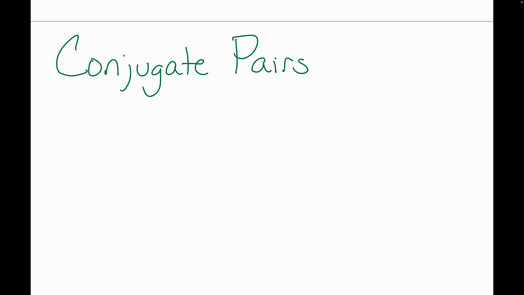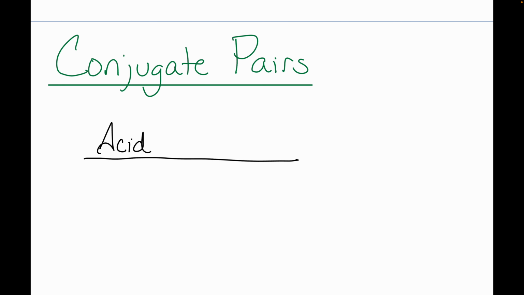All right, so what we're going to do is pick up where we left off last time talking about acids and bases. And really what we're going to focus on right now are these conjugate pairs. Remember we said that an acid will donate a proton and become a conjugate base.